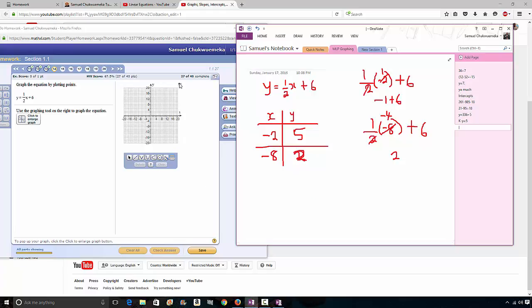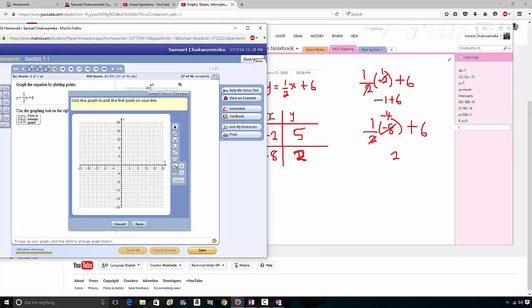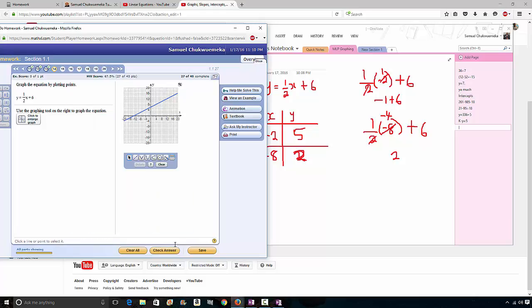Okay, so I expand this, get the line. Negative 2 and 5, when x is negative 2, y is 5. There you go. See that? Negative 2, 5. Then negative 8 and 2. Negative 8 and 2. There you go. Okay. Save, check answer. Okay, only 2 points is what you need. Only 2 points.